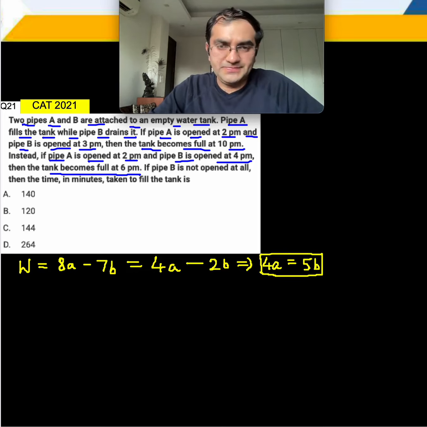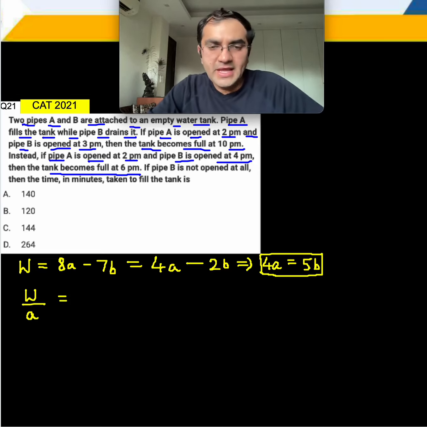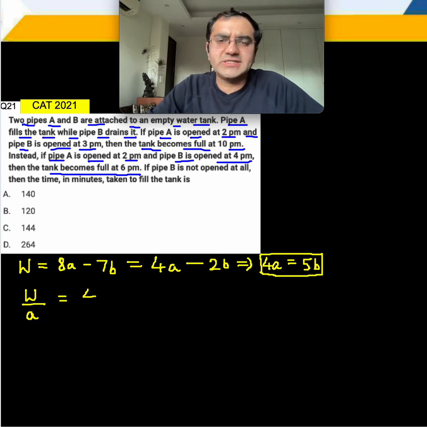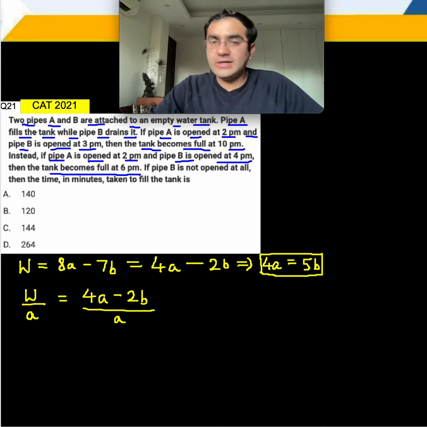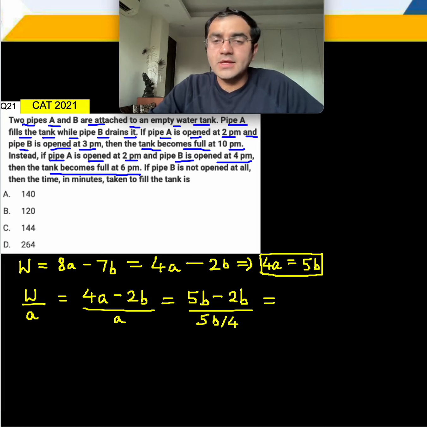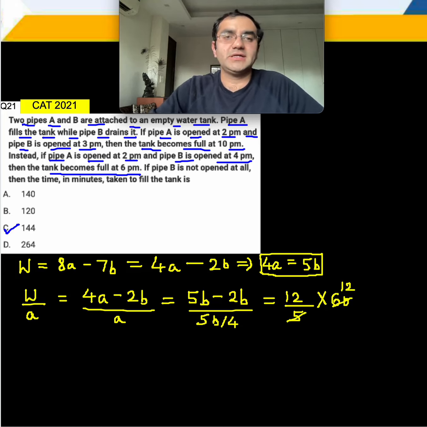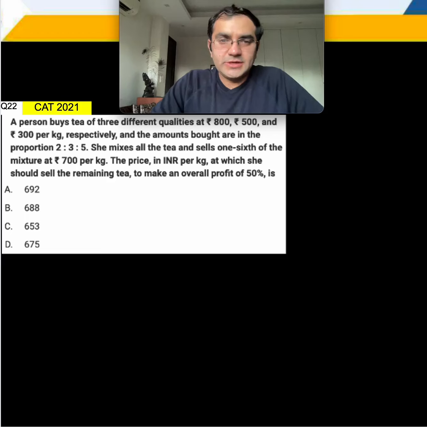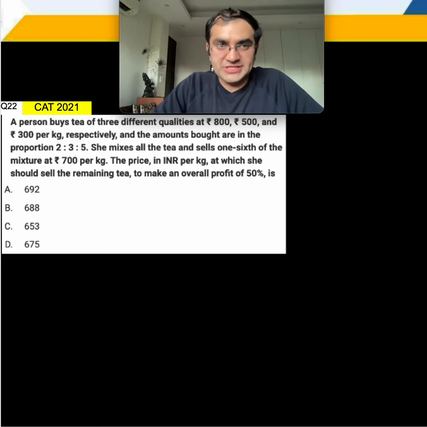That is an equation. If pipe B is not opened at all, when will the tank be full? So work done W upon rate of work A, we have to find. So take any of the equations for W. Let's take 4a minus 2b, because I have the value of 4a, upon A we have to find. Done. In place of 4a put 5b and A is 5b upon 4. Solve, you get 12 upon 4, 5 hours. Hours 2 minutes, multiply by 60, you get 144 as the right answer. Answer is C part. This is a question from percentage, profit and loss.